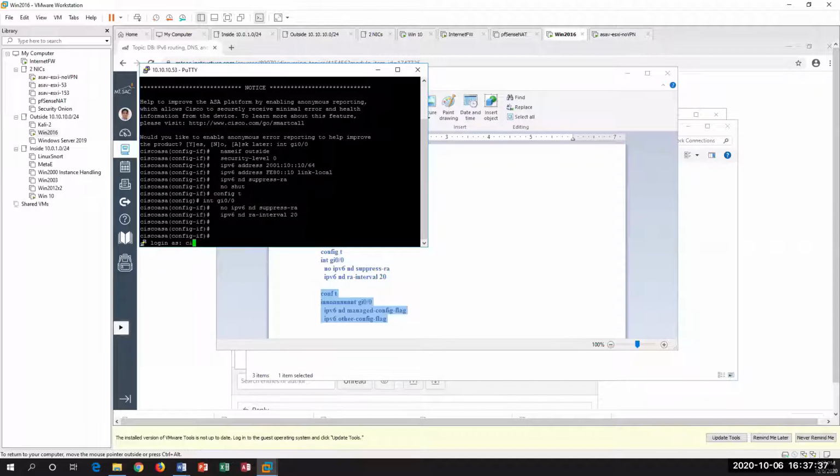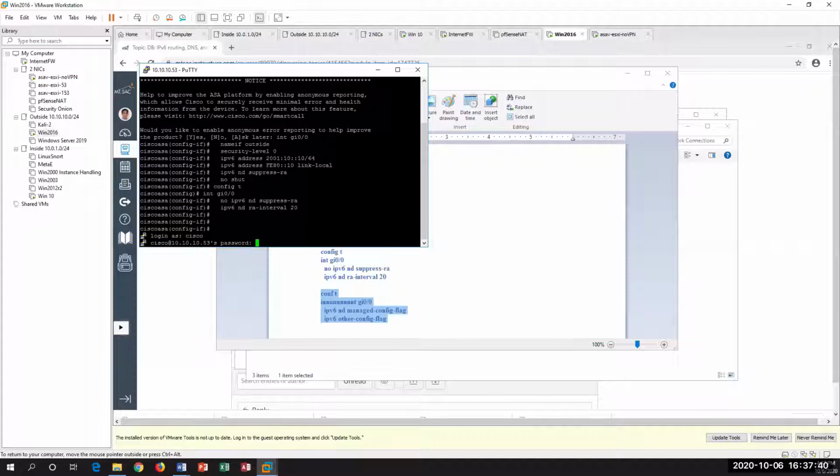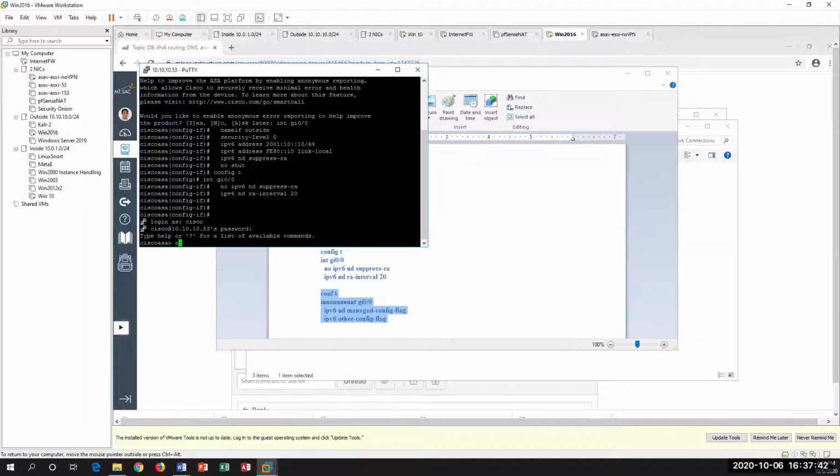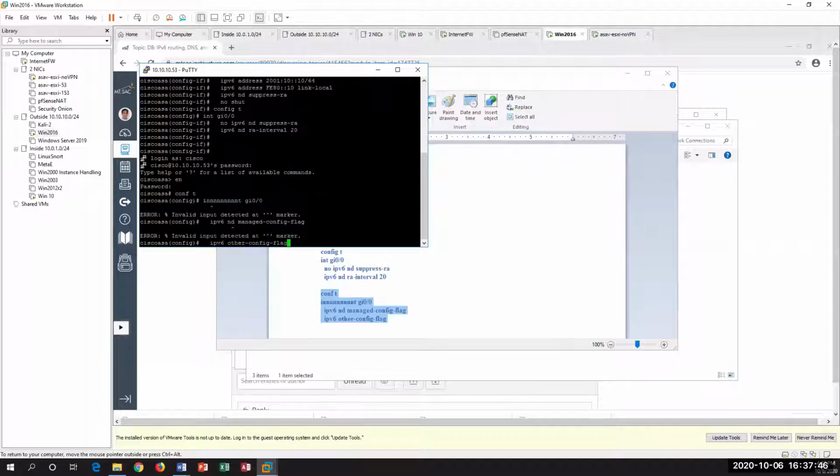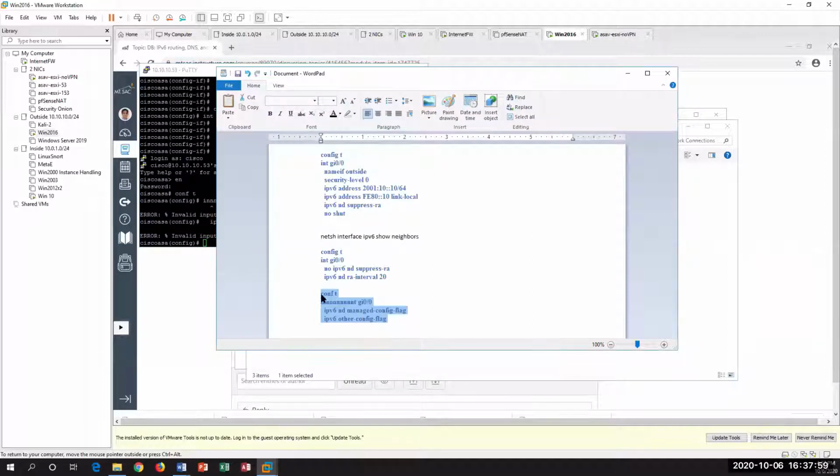Log in as Cisco. Okay, enable, and no password, and just right click. We have to config t, I believe. Let me just copy it again. Copy.